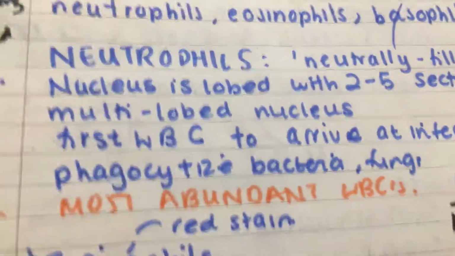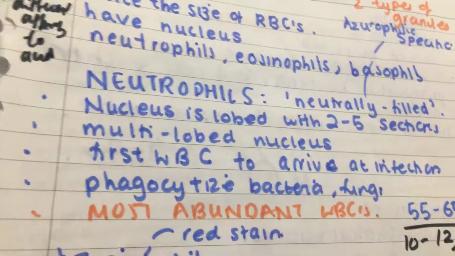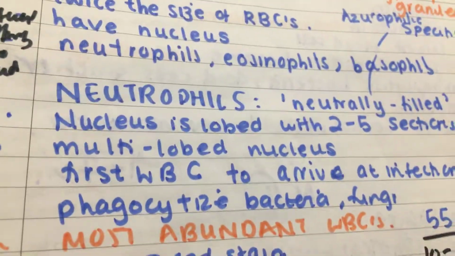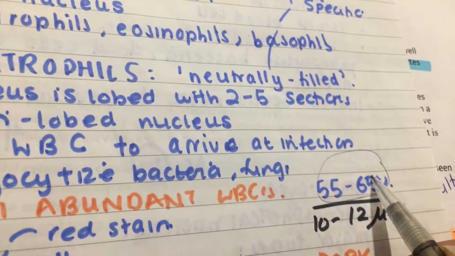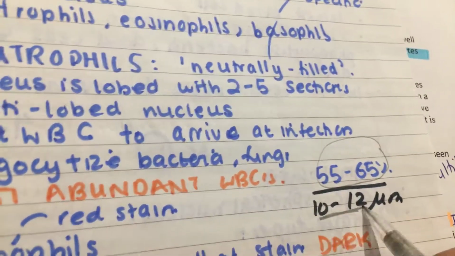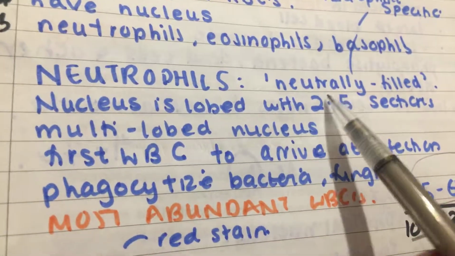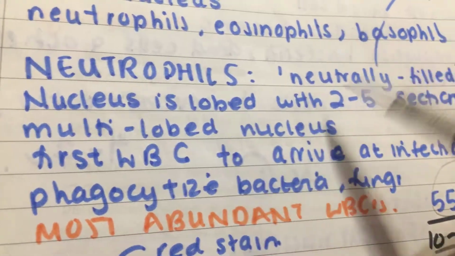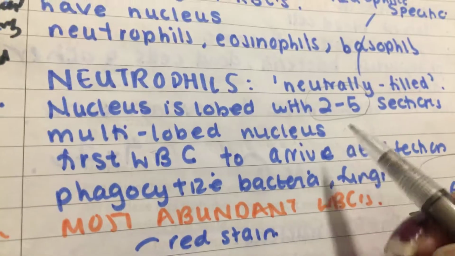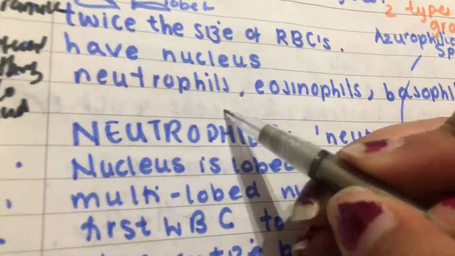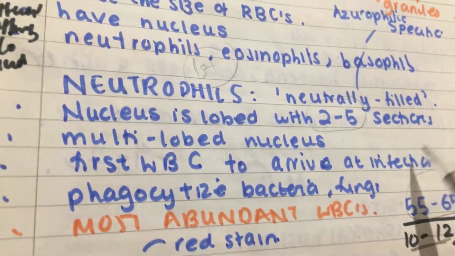Now, neutrophils are the most abundant granulocytes in the blood, and these are in the quantity 55 to 65%, and they are 10 to 12 micrometers. Neutrophils have a nucleus which is multi-lobed. It has 2 to 5 sections. It's a multi-lobed nucleus. It's the first line of defense. It's the first white blood cell to arrive at an infection.